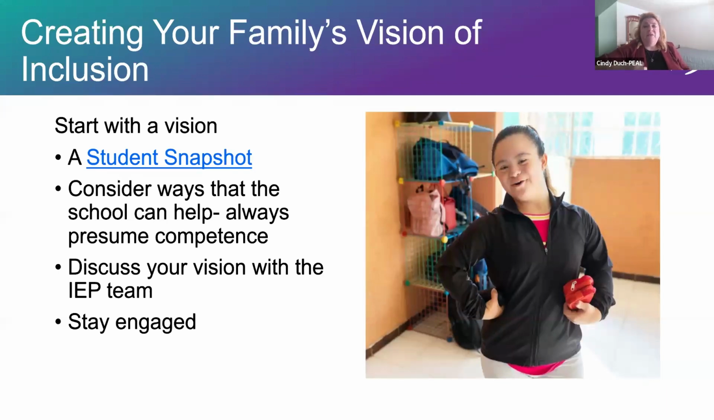So to start with this vision, or think about this vision, Heather's going to share the student snapshot. And this kind of gives you an idea of what that vision is going to look like. What is my vision for my child? And we can think about the ways that the school can help. And one of those ways is by presuming competence. Kids, they grow, they learn, they're in school to learn. So presuming that they are understanding, they are retaining information, these are things that we want to ensure that the school is doing, as well as us doing at home, presuming competence.